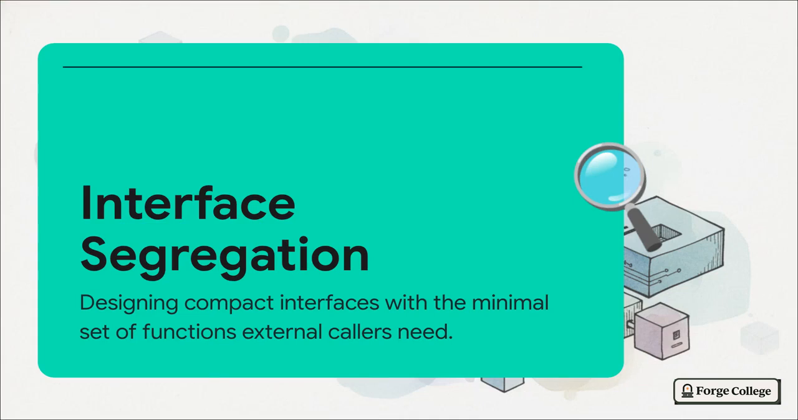Our third tool is interface segregation. You can kind of think of this as a universal plug. You're designing these compact interfaces that only expose the absolute minimum set of functions that external callers actually need. By keeping that public surface area super tiny, external callers are completely shielded from your messy, complex internal implementation details. They literally just plug in and it works.